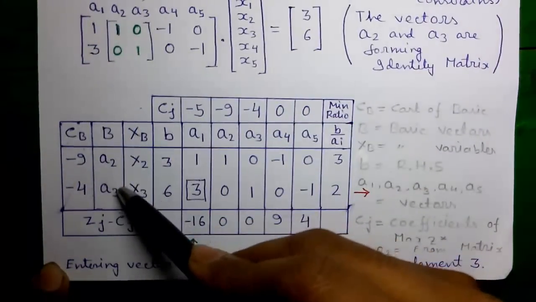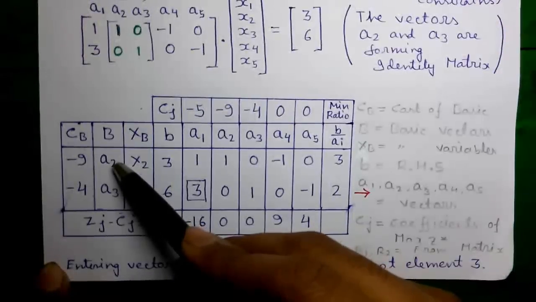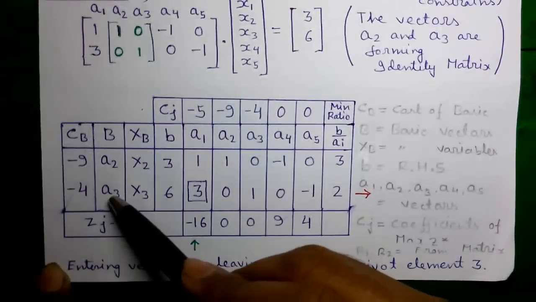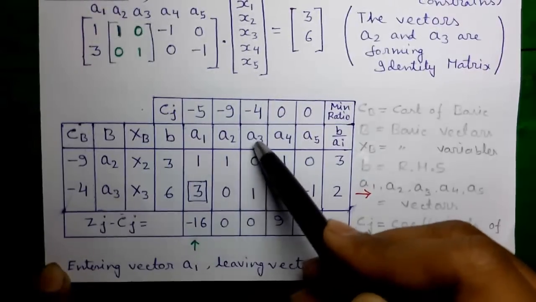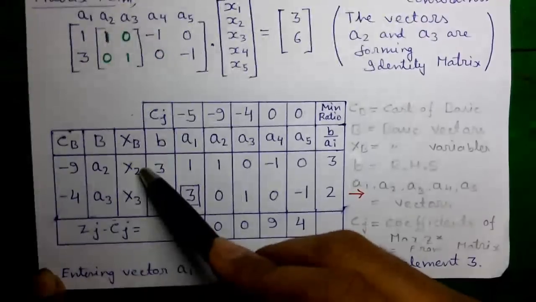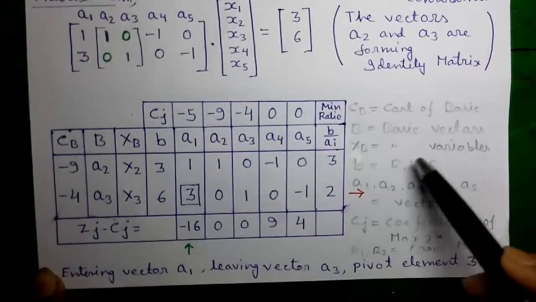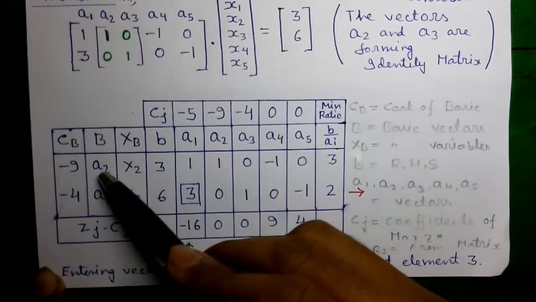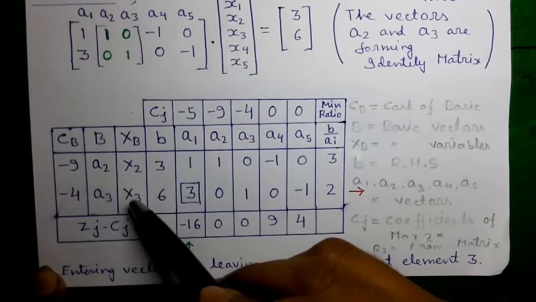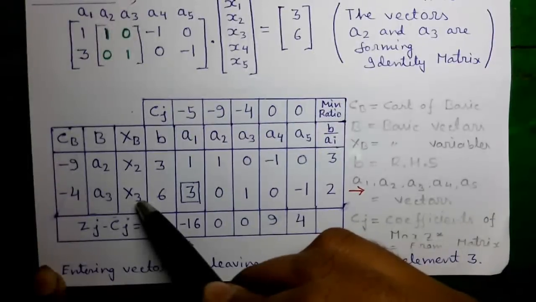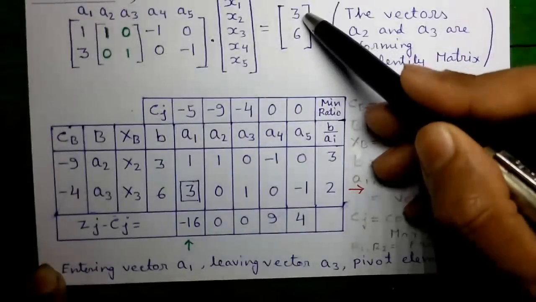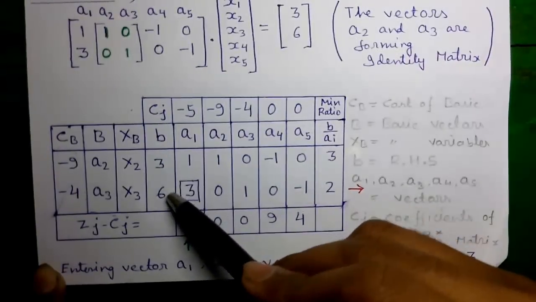They are written here, a2 and a3. The cost for a2, the number above a2, is minus 9, that is written here. Similarly the cost for a3, the number above a3, is minus 4, that is written here. Our next column is capital XB, the basic variables. For basic vector a2 the basic variable is x2, for basic vector a3 the basic variable is x3. Next column is small b, where the right hand side values 3 and 6 are written.